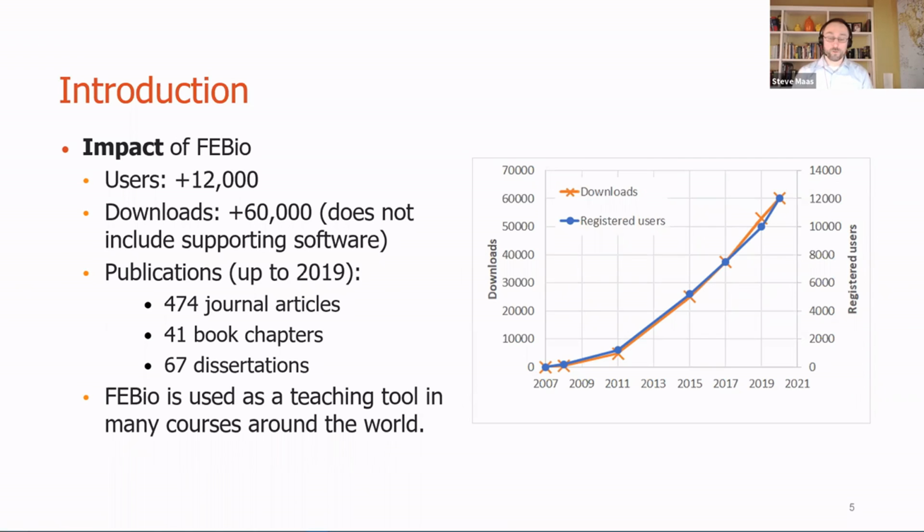We're aware of over 500 publications, including journal articles, book chapters, and dissertations. In fact, the complete list of these publications is available on the FEBio.org website if you're interested. And we also know that FEBio is being used as a teaching tool in many courses around the world.